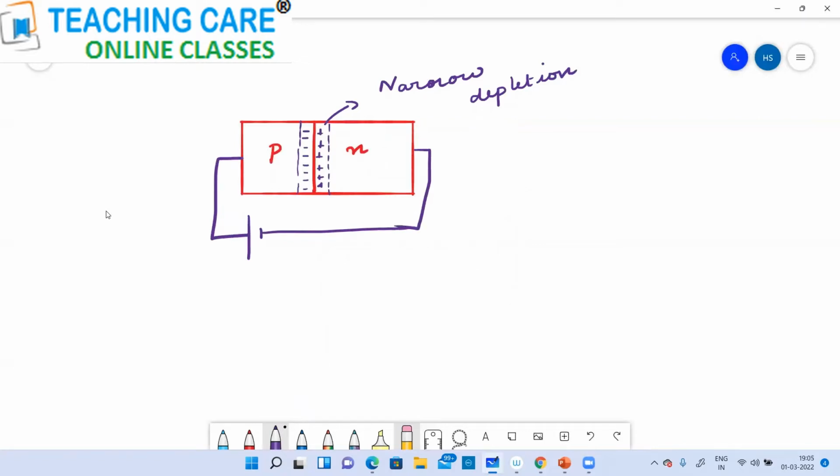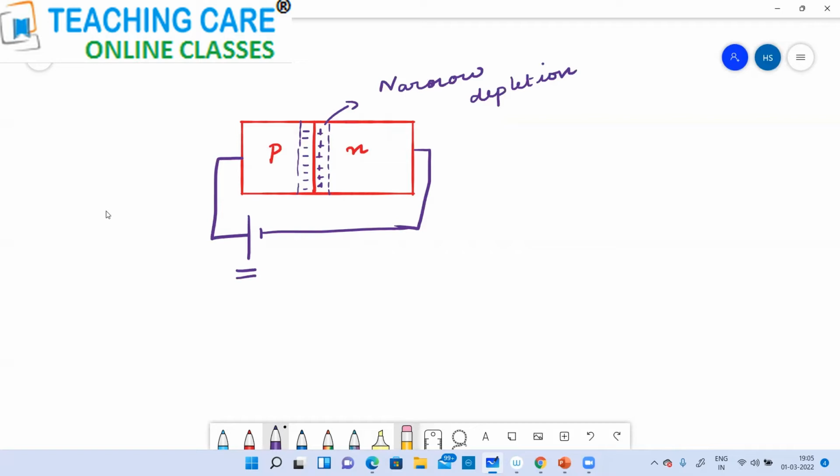So what was the final thing? The large forward current flows through the junction. Forward current crosses the junction. During forward bias, the applied DC voltage opposes the fictitious battery, the imaginary battery developed across the PN junction. This is the first point.